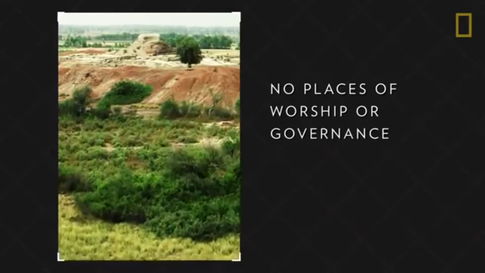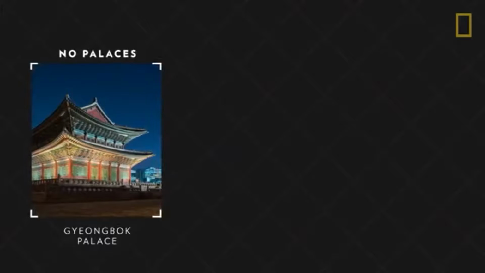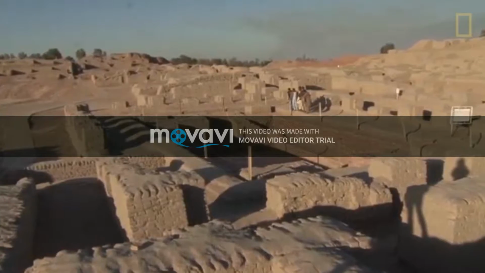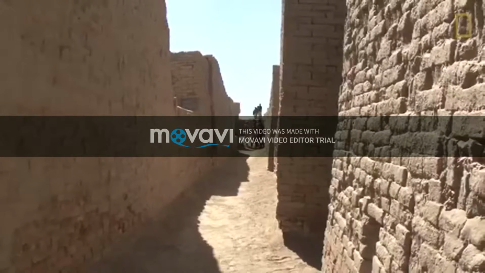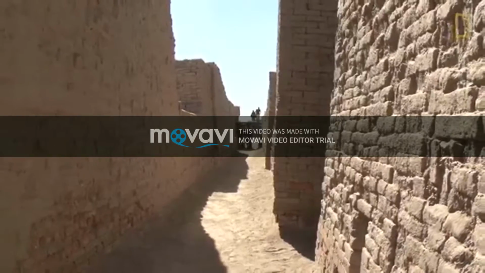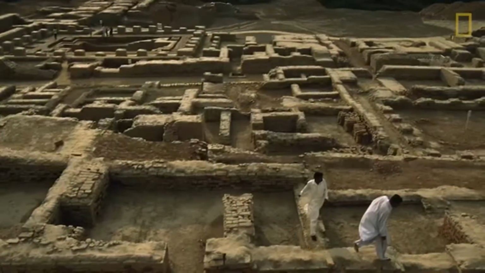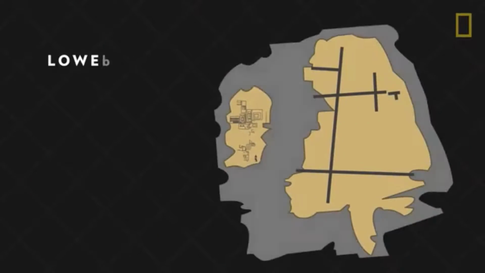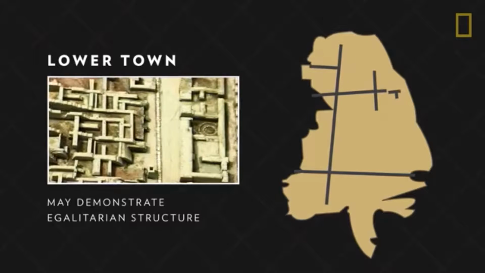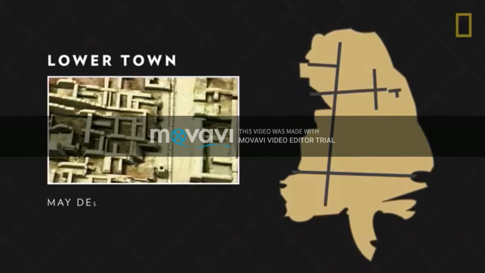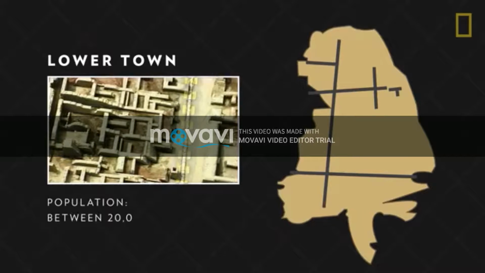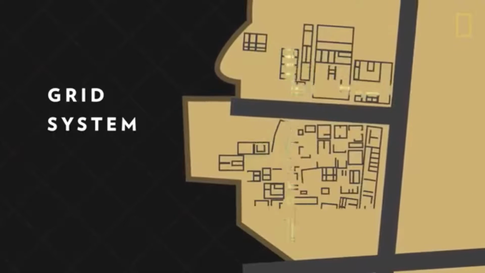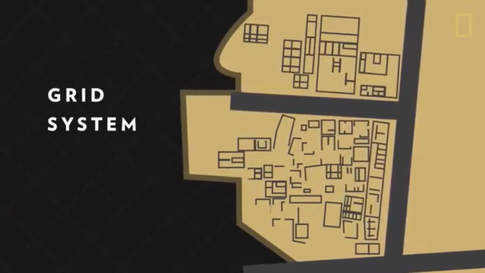Mohenjo-daro has no places of worship or governance, such as palaces, royal tombs, or temples. This may indicate that the society was not built around state interests like the Egyptian and Mesopotamian societies at the time. Rather, the class structure of Mohenjo-daro may have been relatively equal. The city's second district, the Lower Town, may demonstrate the society's egalitarian structure. The Lower Town, with its intricate water system, was home to between 20,000 and 40,000 people. Unlike many urban areas of its time, it was laid out in a grid system similar to modern-day city blocks.